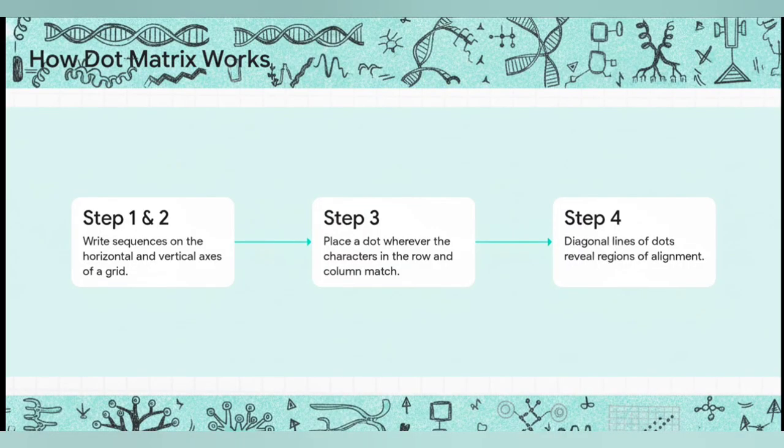And here's how it works. You put one sequence on the x-axis and the other on the y-axis of a grid. Then you go through and just put a dot in any cell where the letter from the row and the column are the same. When you're done, you just look for patterns. A long, continuous diagonal line of dots, that means you found a strong region of alignment. A break in that line? Well, that signals a potential insertion or deletion.